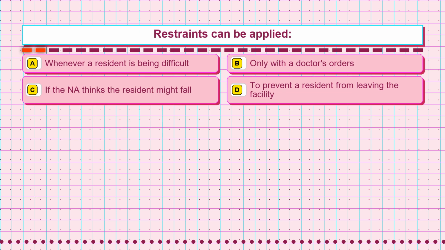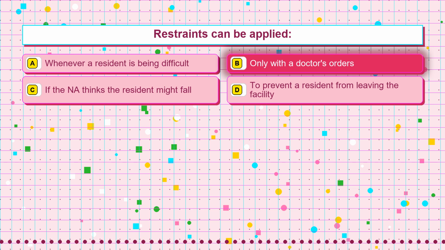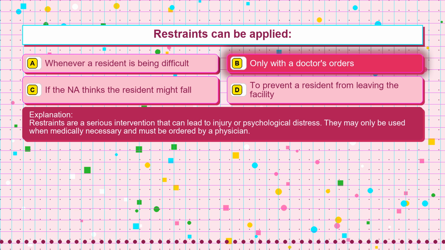Question 27. Restraints can be applied. Option A, whenever a resident is being difficult. Option B, only with a doctor's orders. Option C, if the NA thinks the resident might fall. Option D, to prevent a resident from leaving the facility. The correct answer is option B, only with a doctor's orders. Restraints are a serious intervention that can lead to injury or psychological distress. They may only be used when medically necessary and must be ordered by a physician.